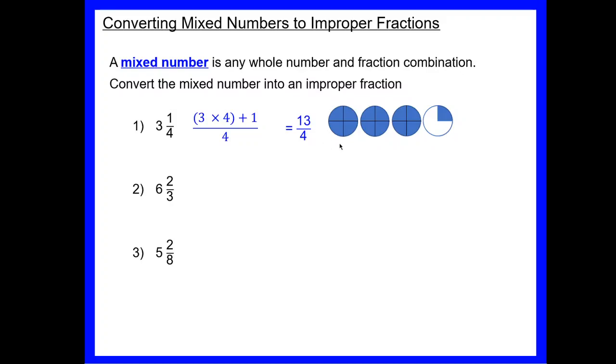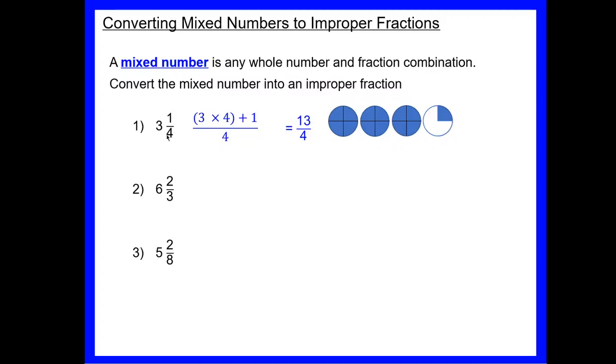Now obviously we're not going to want to draw a diagram for every one of these, especially if we had a really large whole number at the beginning. So we need a quicker way. So the quicker way, the method is shown here. So we've got the whole number multiplied by the denominator, so 3 times 4, which gives us 12. So that tells us how many quarters are in all of the whole pieces that we've got. And then we've got this 1/4 left over. So we need to add the 1, and that gives us our 13.